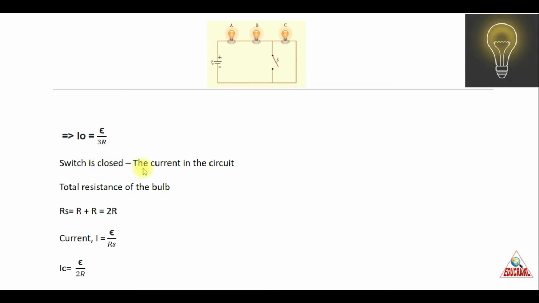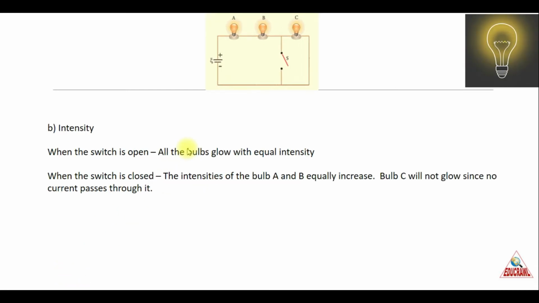Next, the switch is closed. When the switch is closed, we will find the current in the circuit. So first let us find the resistance. When the switch is closed, the current will be passing through only the two bulbs. So the resistance is R plus R, which is equal to 2R. The current expression is I is equal to epsilon by Rs. Rs value is 2R. Hence, the current of the closed circuit, I_C, is equal to epsilon by 2R. I_C refers to the current when the switch is closed, which is equal to epsilon by 2R.